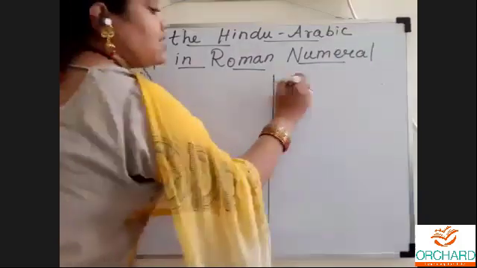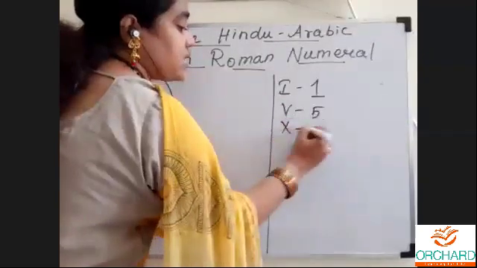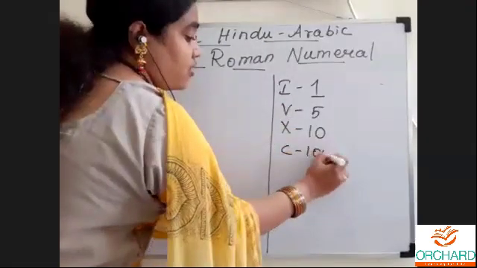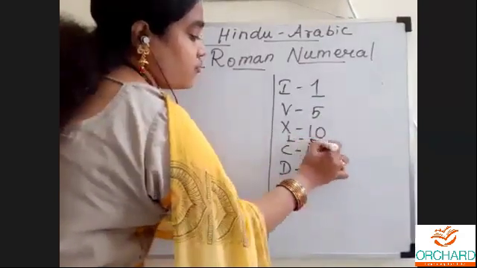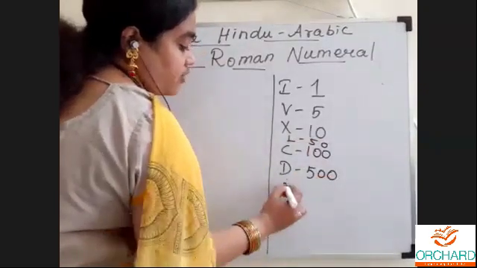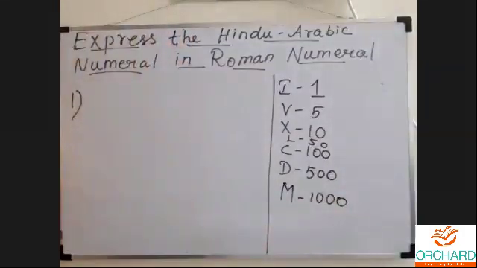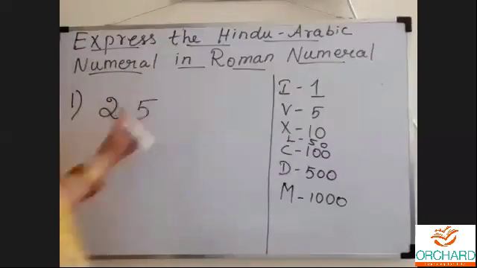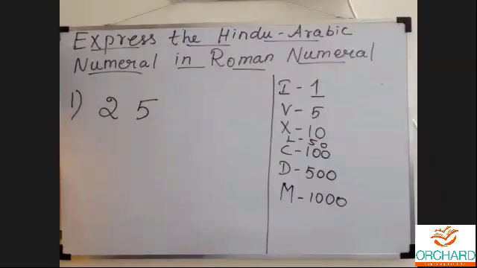That is, I stands for 1, V stands for 5, X stands for 10, C stands for 100, L stands for 50, D stands for 500, and M stands for 1000. So here the question is 25. Here the question is given in the form of Hindu-Arabic numerals. We have to express it in Roman numerals. Please listen carefully, then you can tell me the answers, okay?